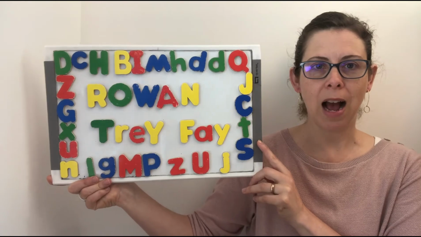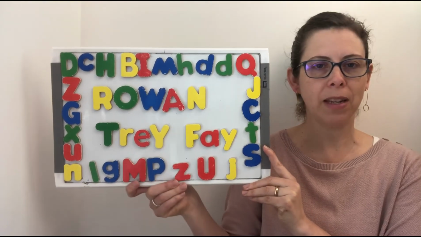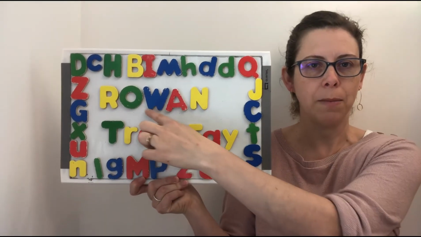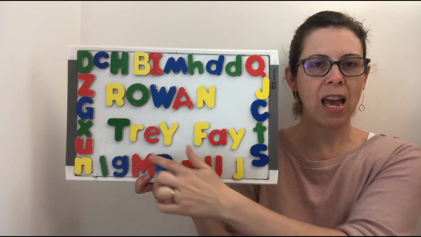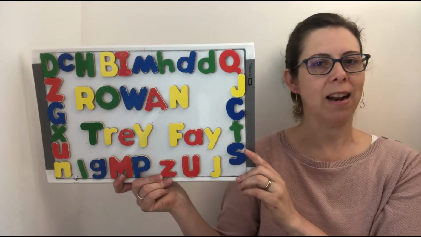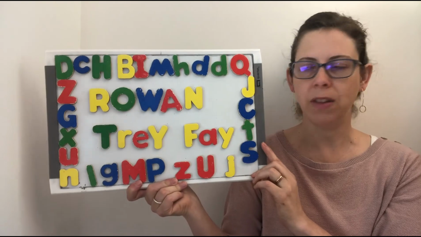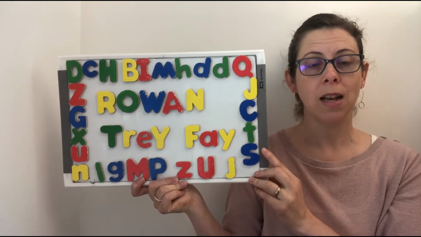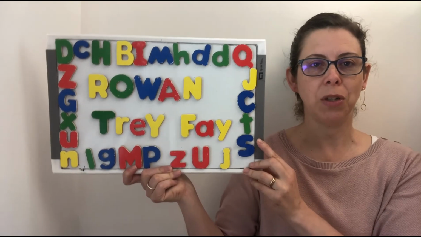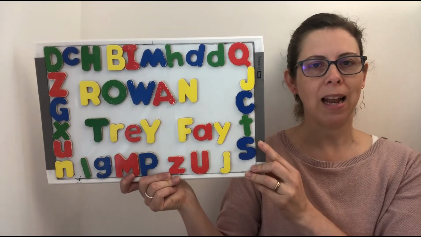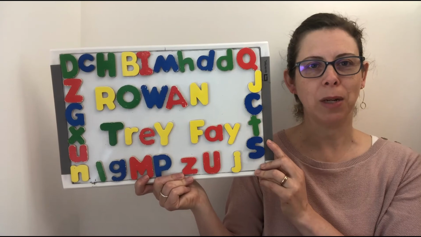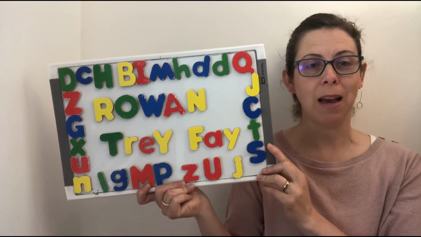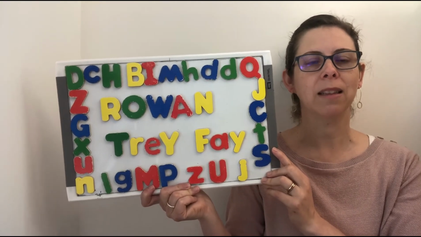So here we are. I've just put a couple things together. We've got the names Rowan and Faye and Trey, and I've just put those together on a little magnetic board. You could do it on the fridge or maybe the dishwasher, somewhere that's safe to play with magnets and see which names you can spell. And maybe you like making up names. When I was younger, I loved to make lists of names.